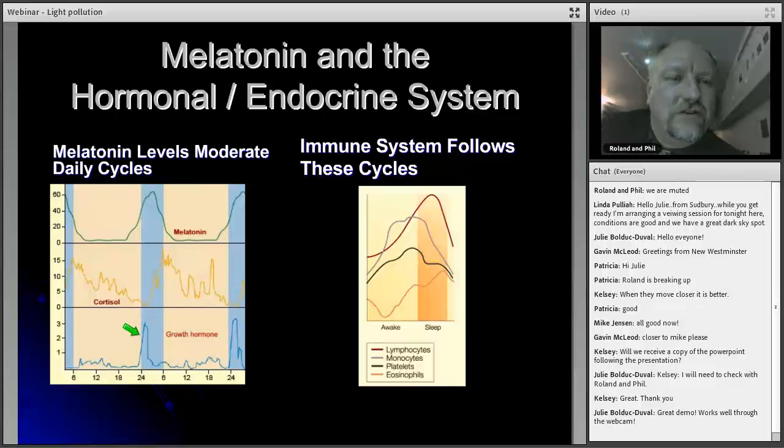Here's one, growth hormone. And so growth hormone spikes early on in the night and then drops off. So you can imagine that if you're suppressing your melatonin levels, you might switch and change the patterns of both the cortisol and your growth hormone, and that can have unknown consequences.